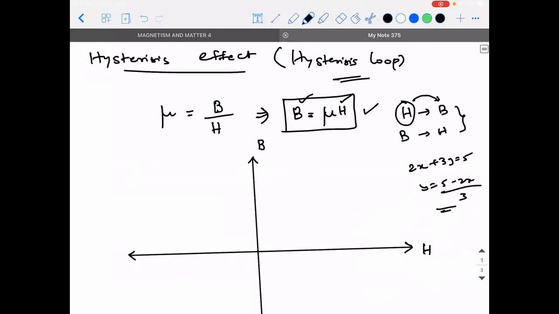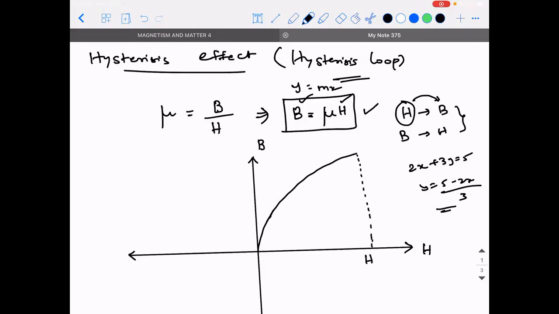So the graph, if you observe, is not of the form y is equal to mx. What is y is equal to mx supposed to be? It should have been a straight line passing through the origin, but it will not be a straight line passing through the origin. Rather, the curve will be like this. Even for a lesser value of H, you can observe more value of B getting generated, and the graph will increase till a particular value where it will get saturated.